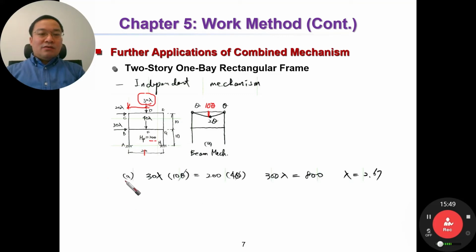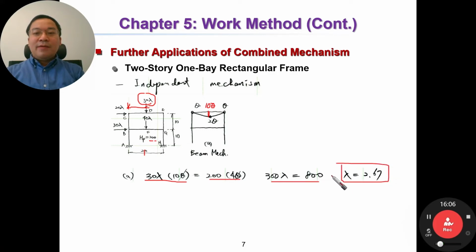Okay, so for mechanism A, equating external work and internal work and simplifying, finally we have lambda equal to 2.67. This is the solution corresponding to mechanism A.